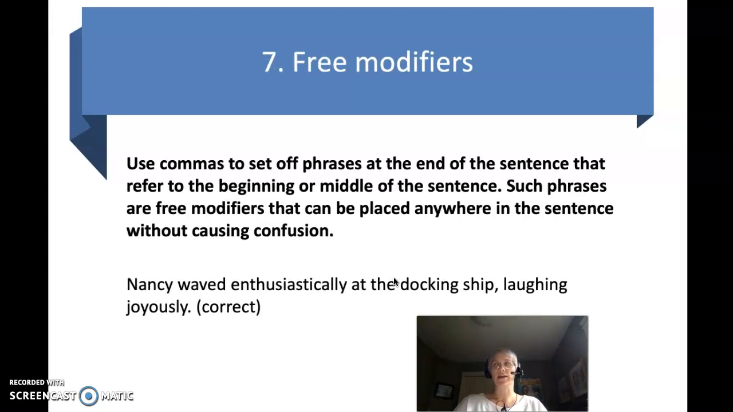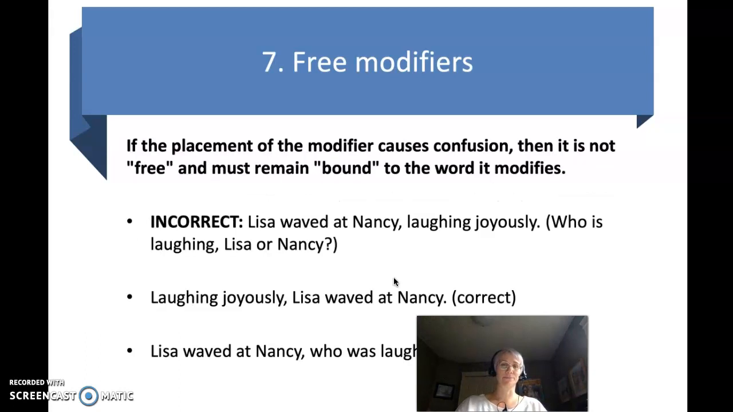Now, free modifiers. A lot of people struggle with free modifiers, particularly when they're starting to build longer sentence constructions and they want to add a sense of fluidity to their writing. But if used incorrectly, a free modifier can confuse rather than entertain.